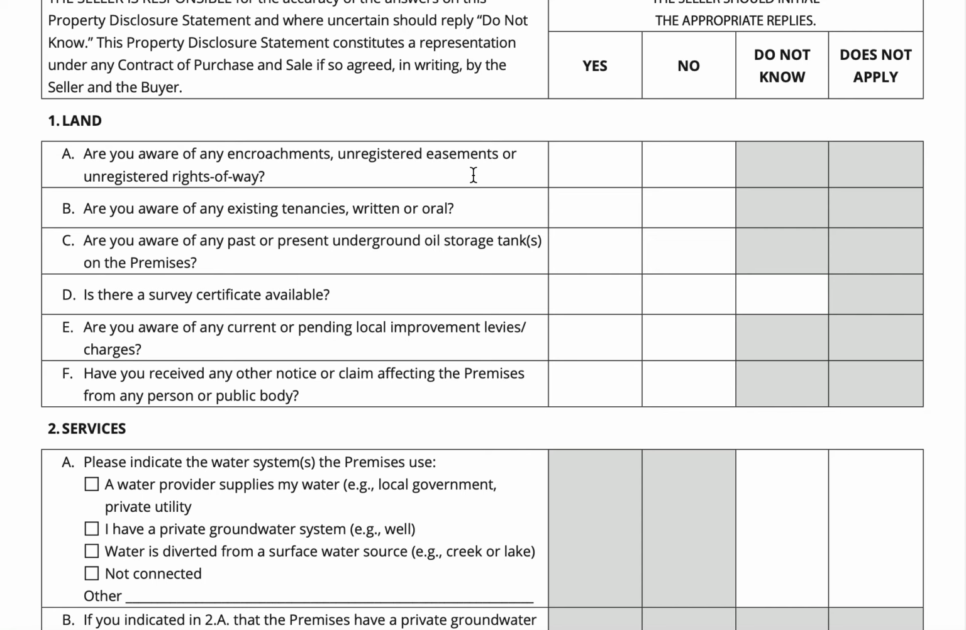Let's say you own a property that's close to a lake, and you've been letting Johnny, your neighbor, walk across your property to the lake every day for the last 20 years. That is what's called an unregistered easement. He's been doing it with your permission. That can run with the property.